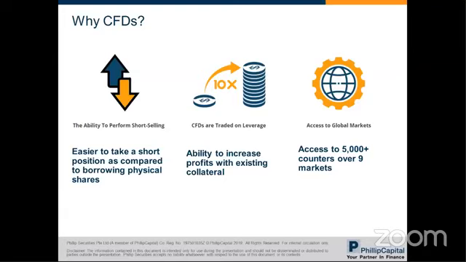Secondly, CFDs by default have a leverage component inside. So if the position that you take is in the right direction, you can make much more profit as compared to taking a normal position like buying stocks just like that. It's the ability to increase your profits with the existing cash that you have. And thirdly, in terms of accessibility, you can access up to 5,000 counters over 9 markets with volumes. So basically, you have the ability to short sell, you can trade on leverage, as well as access more markets, based on our offerings.